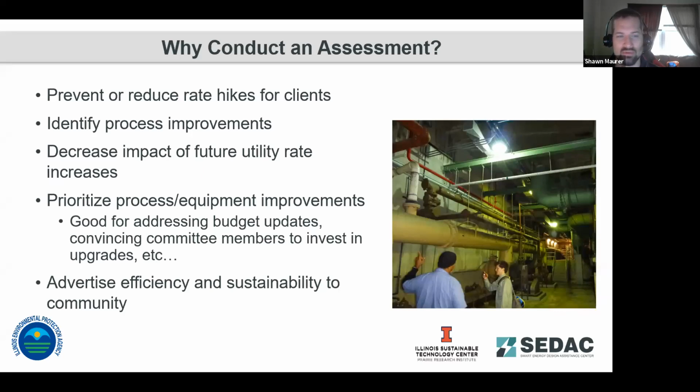We can be used to help convince committee members, or sorry, city councils, to invest in certain projects. Maybe it's a large cost project, but it has a good payback. Then these reports can be used for that kind of assistance for that budgetary process. And then you can also use this report to advertise to your community that you're an efficient facility or interested in sustainability. It's a big thing for a lot of communities now, to show their citizens that they are responsible stewards of the environment.